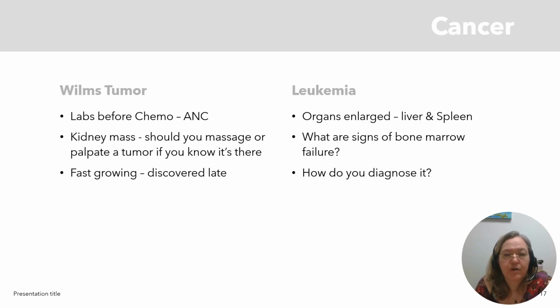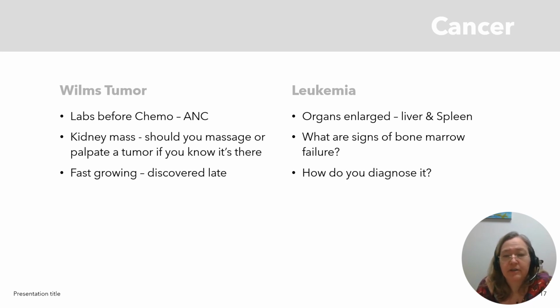For cancer, you're going to want to review Wilms tumor and leukemia really carefully. Make sure that you're aware of labs for chemo. Kidney masses: whether you should massage or palpate them or use hot packs or ice. And then, what is the likelihood of early recognition versus late recognition of Wilms tumor?